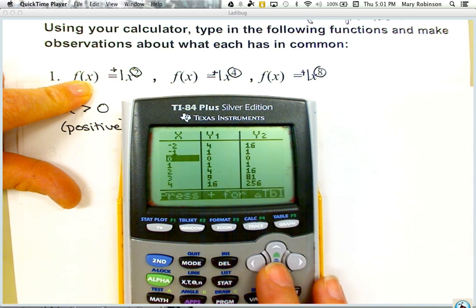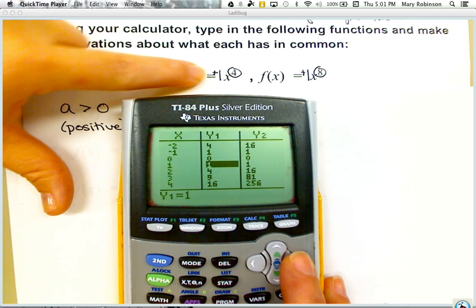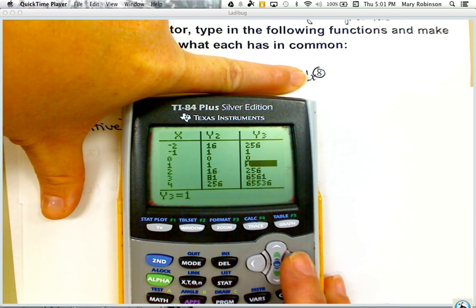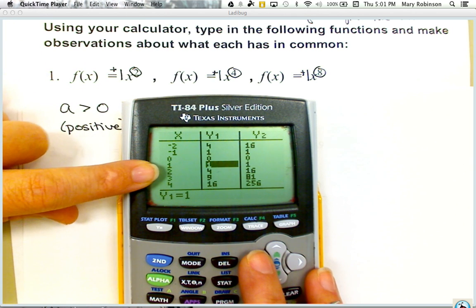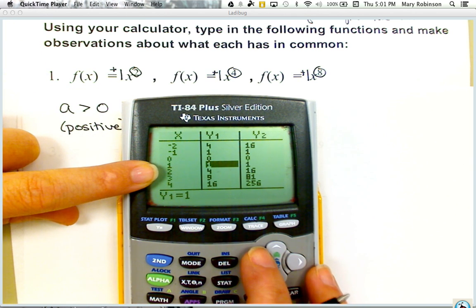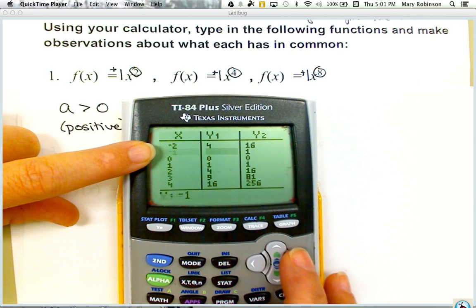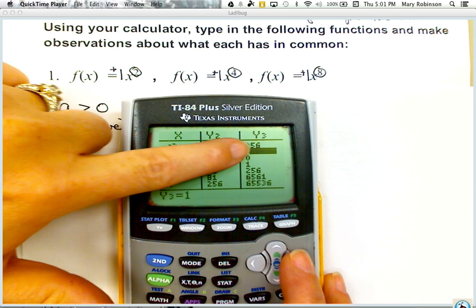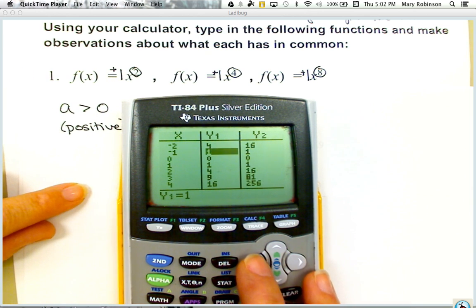After that, looking at our table, when we square 1, we get 1. 1 to the fourth power is 1, and 1 to the 8th power is 1. So they all have the point 1, 1 in common. Do you see what other point they have in common? Oh, they have negative 1, 1 in common. So all three of these would have at least 3 points in common.